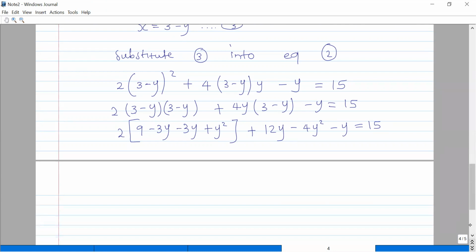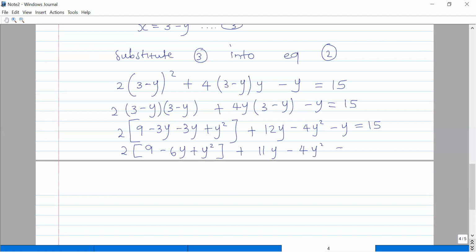So now we have to simplify this. So 2 times 9 minus 3, we have a 6y when we add these two because they are like terms. So it's going to be 6y plus y squared plus, these two are also like terms. We can just add them. So we'll have 12y minus y, we'll have an 11y minus 4y squared.